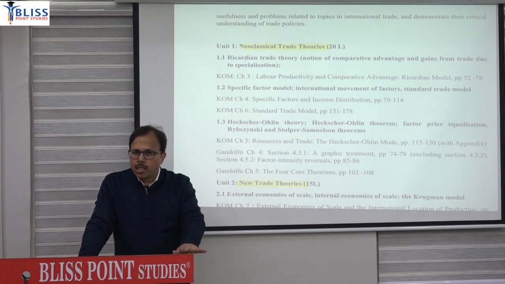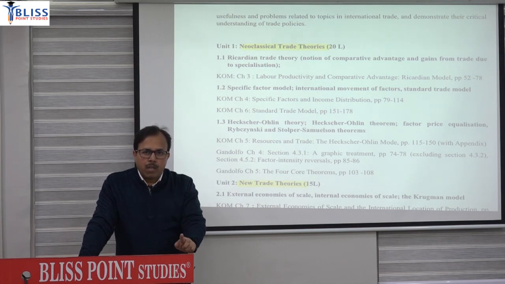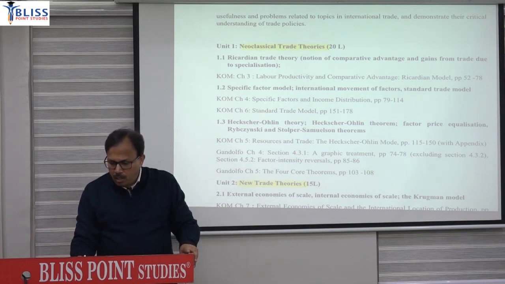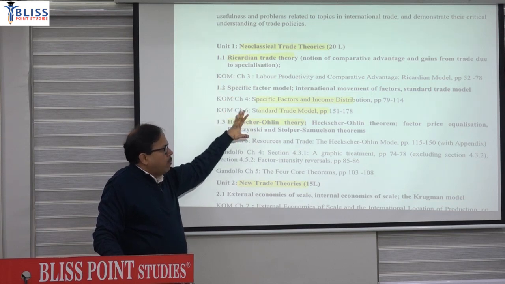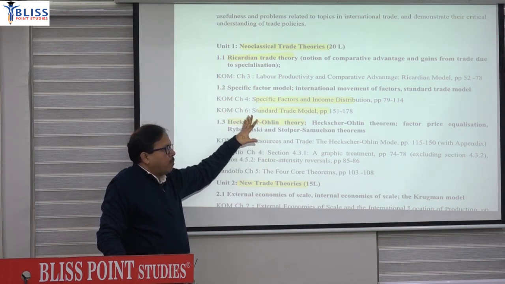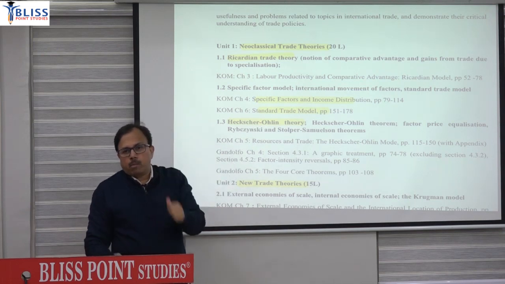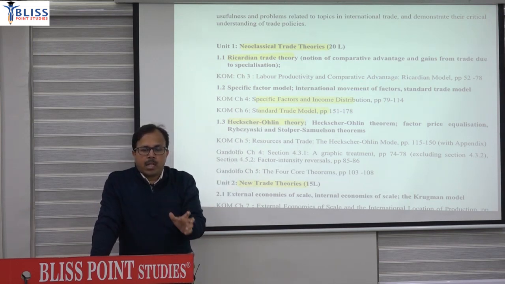I repeat, the neoclassical theory assumes that the market is perfectly competitive. So the Ricardian model will assume perfect competition, the specific factor model will assume perfect competition, the Heckscher-Ohlin model will assume perfect competition, the standard trade model will assume perfect competition. All concepts here will be based upon the assumption of perfect competition, which means there must be a large number of firms producing the identical product.